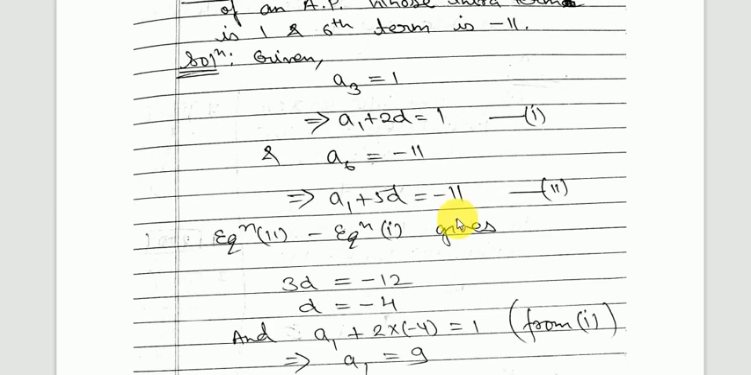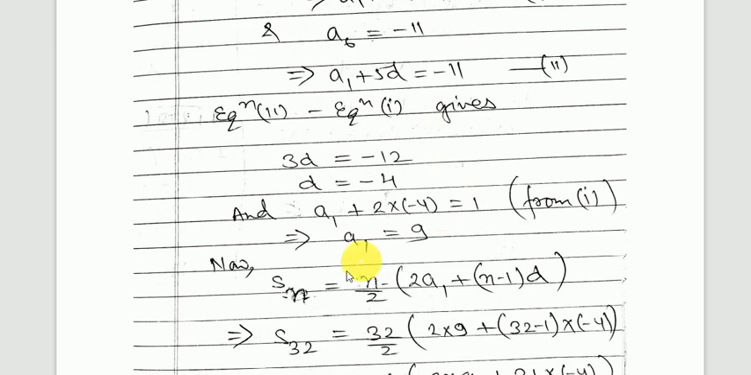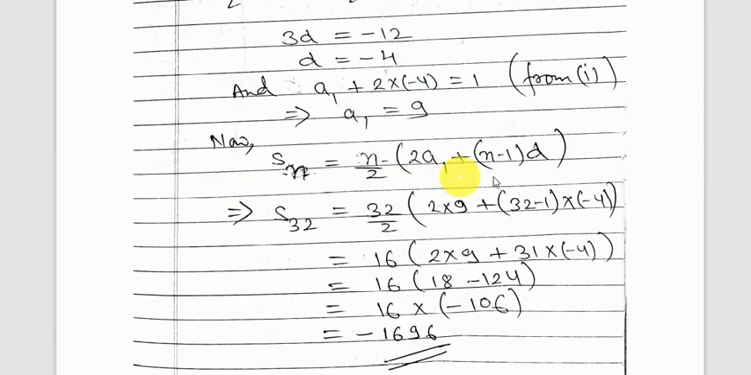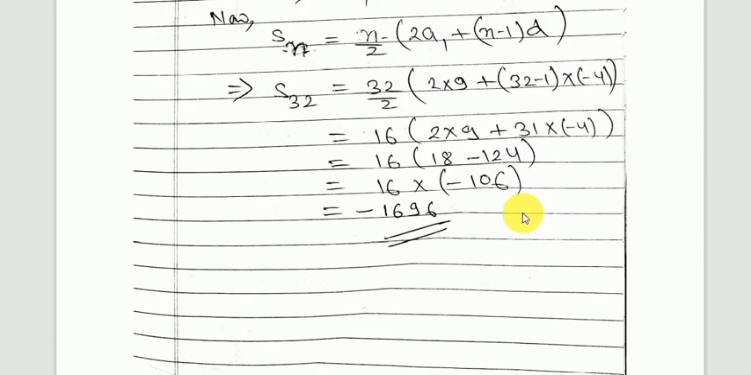I've got two equations. When I solve these two, I can get a1 and d. So now I have got n, that is 32. I've got a1, and I will get my d also. When you solve these two, you'll get a1 is equal to 9, and your d will be minus 4. And you know this formula, just substitute the values and you get the answer.